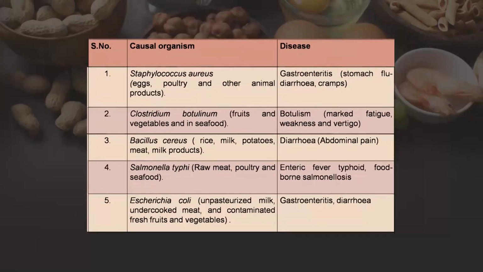Now, examples are given here, like organism and disease. Gastroenteritis, which has symptoms of stomach flu, diarrhea, cramps, is because of Staphylococcus aureus and is mainly found with products like eggs, poultry, milk and animal products.